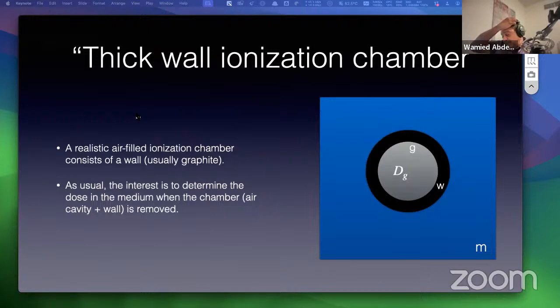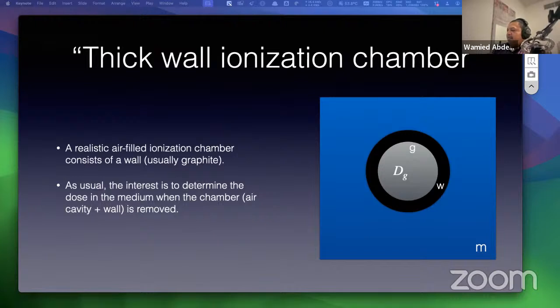So now let's come to this problem, like what Ali was talking about. Now he talked about the wall. So now we want to introduce a wall, because these are obviously the ionization chambers that we use, typically used to measure doses. They consist of a cavity inside, which is air-filled. So this is a gas material. And they will also consist of a wall material that is usually made out of graphite.